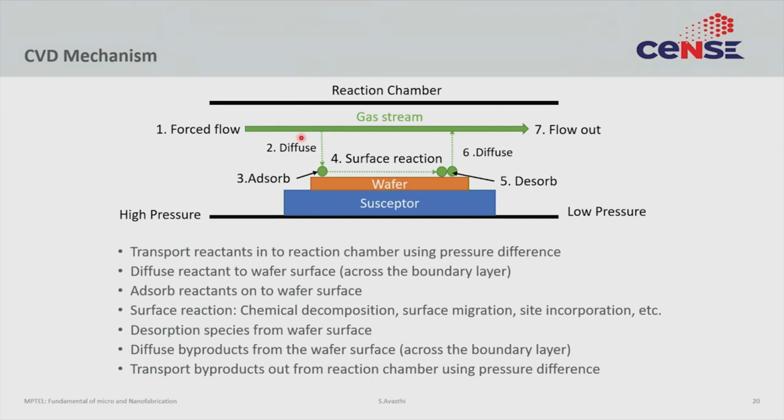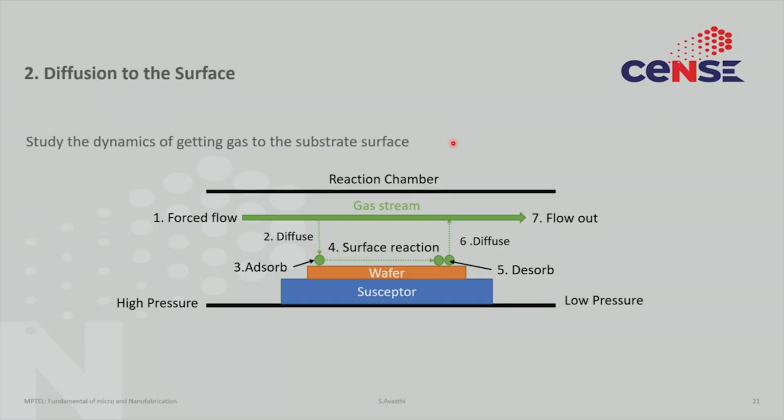Why not drift? You will see in a minute. It is because we form a boundary layer, and the only way things move through the boundary layer is by diffusion. Then the precursor must adsorb on the surface, do a surface reaction, and form particle nuclei which must nucleate to form a film, and then the byproducts must again diffuse back out into the gas stream, and the gas stream then flows out into your vacuum chamber. So, let us take each of these components one by one. Let us first talk about diffusion, or getting the precursor to the surface.